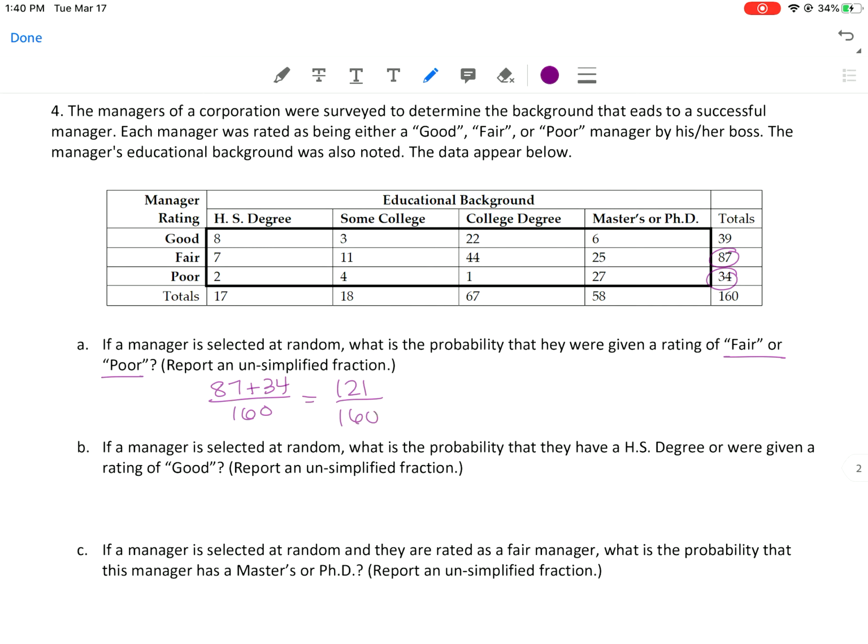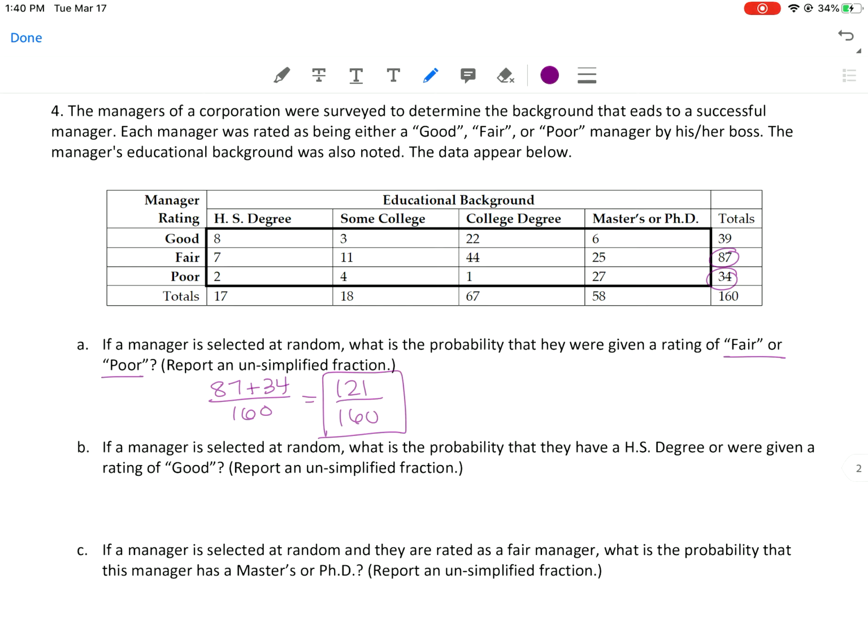So we end up with 121 over 160. In this case, they said you can leave it as an unsimplified fraction, so I would just leave it as such. Notice here we don't have to subtract anything for both fair and poor, because the probability there is 0. They're disjoint events. Someone cannot be both fair and poor. So next, let's look at B.